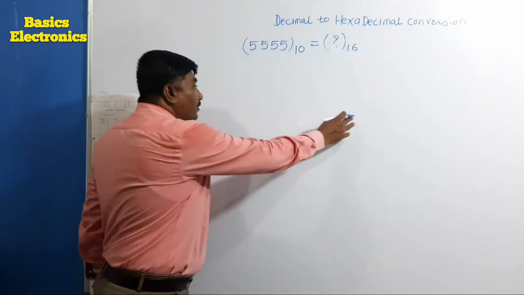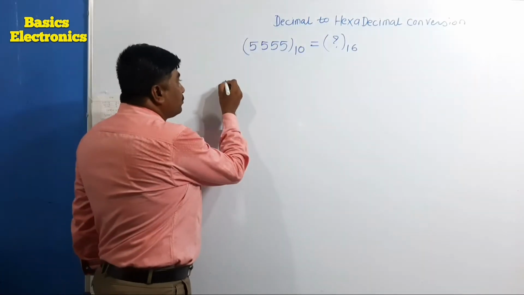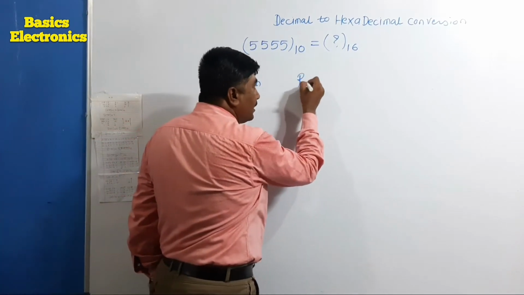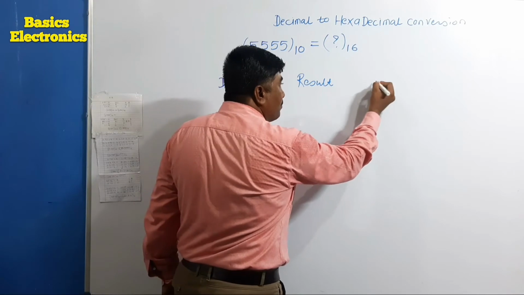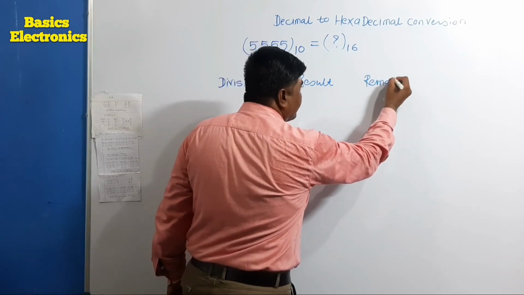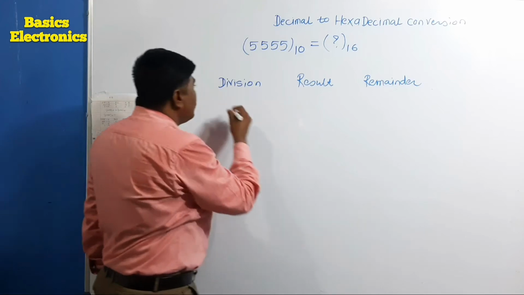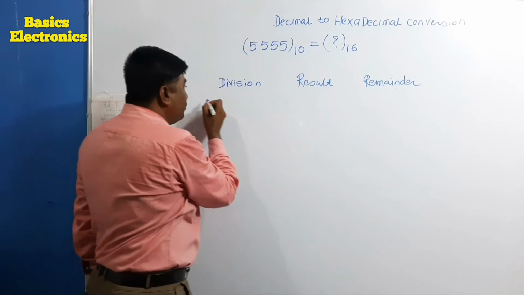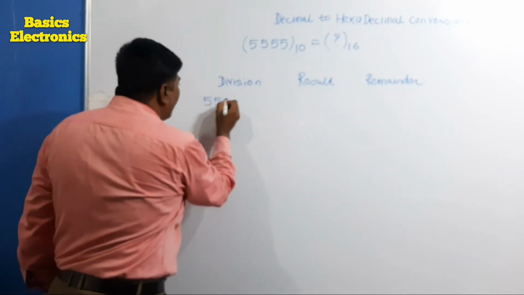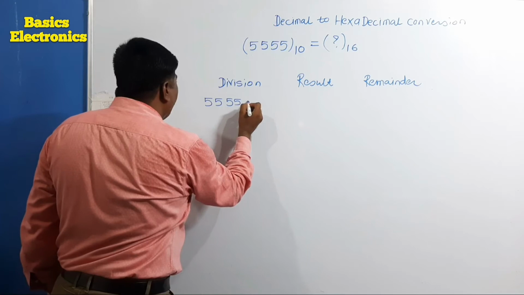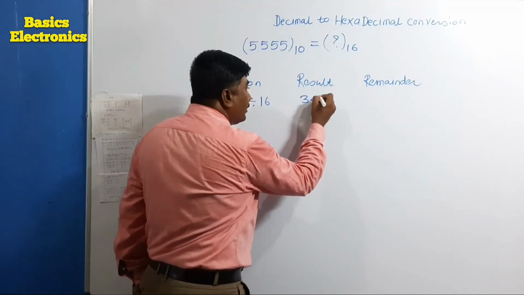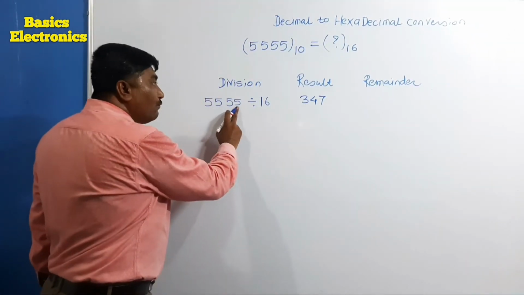Okay, so again we make 3 columns. The first one is for division, the second one is for the result, and the third one is for the remainder. Now we have to convert 5555. So we write down 5555 here and divide it by 16.